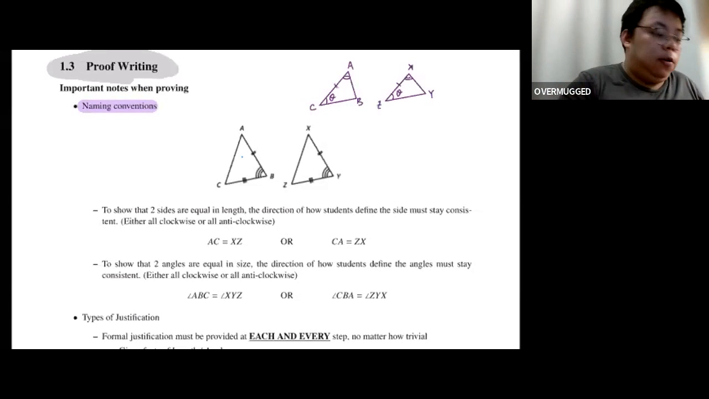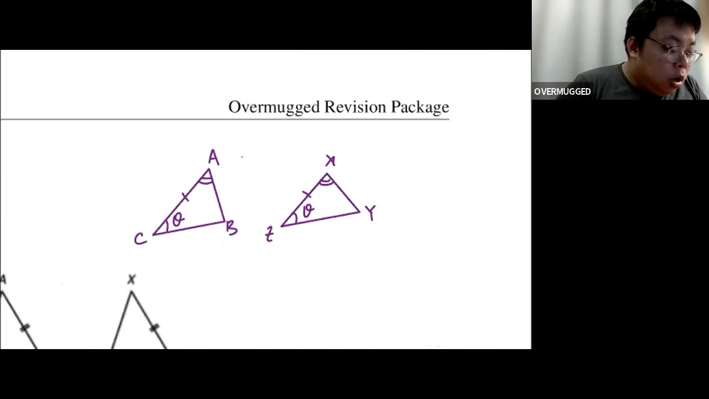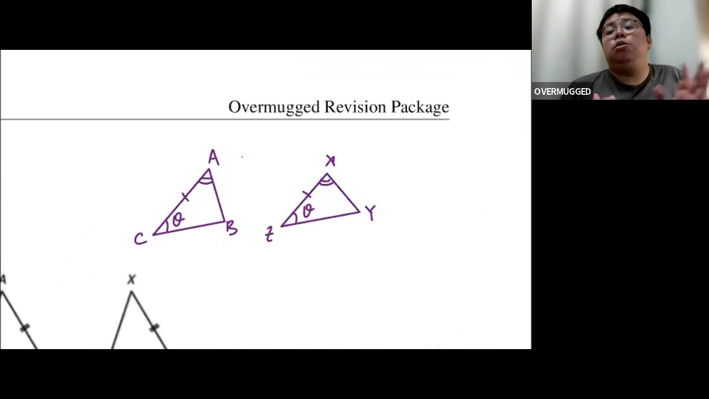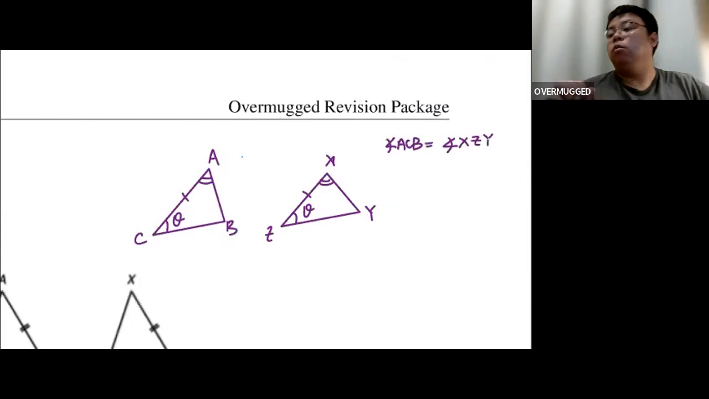So for example, if I'm going to use the SAS or ASA test, sorry, what I'm going to do is draw out these triangles first, and then now I'm very, very sure which angles are equal. And I never will make mistakes whenever I'm labeling my angles. So for example, angle ACB equals angle XZY. And when I write it like that, it automatically becomes correct because everything is moving in the same direction.